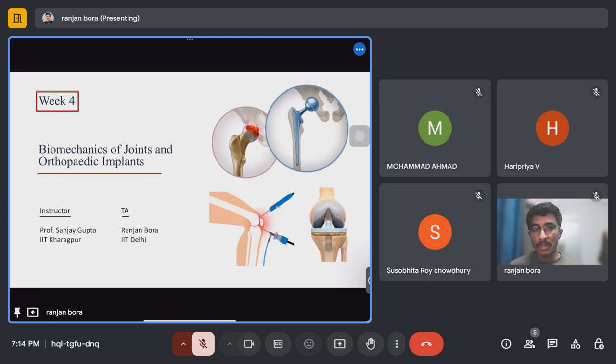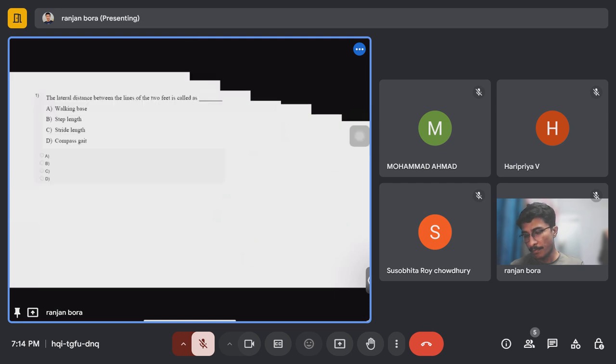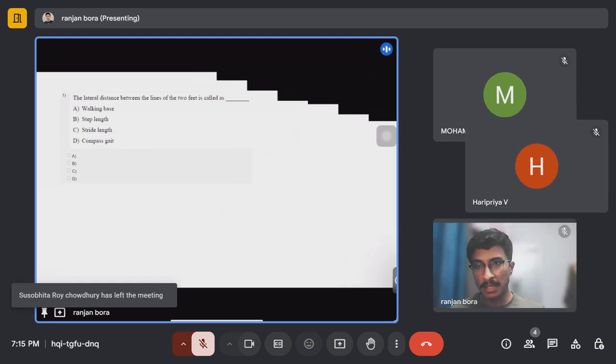So in today's tutorial, first we will solve the assignment of week 3 from the previous week. Then after that, I will explain the concepts of kinematics and kinetics of biomechanics, and then musculoskeletal modeling. And after that, I will solve some numerical problems related to the musculoskeletal modeling. So first, I will solve the week 3 assignment.